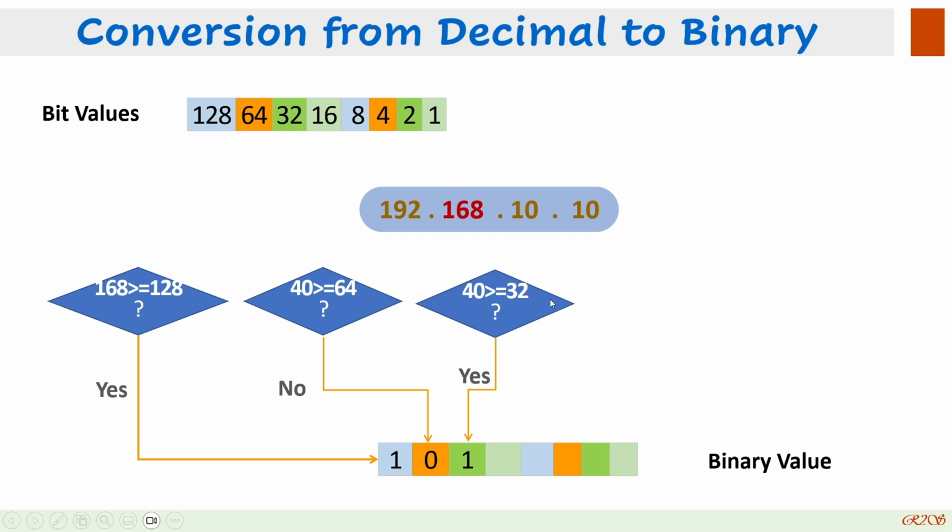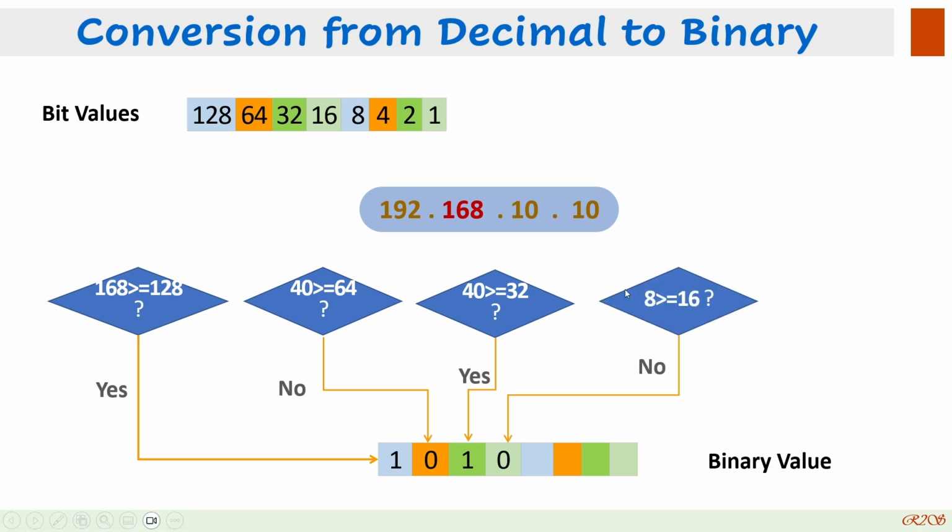So is 40 greater than or equal to 32? Yes, so we will replace the value of the 32, or the fifth binary bit, with 1. And then we need to again find the difference between 40 and 32. So 40 minus 32 is 8.